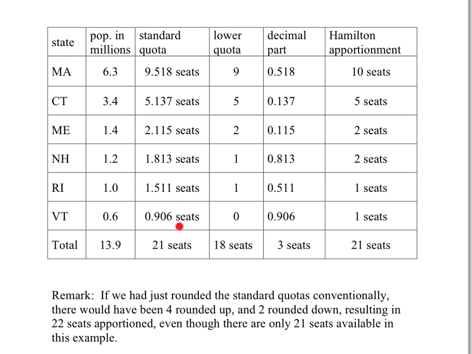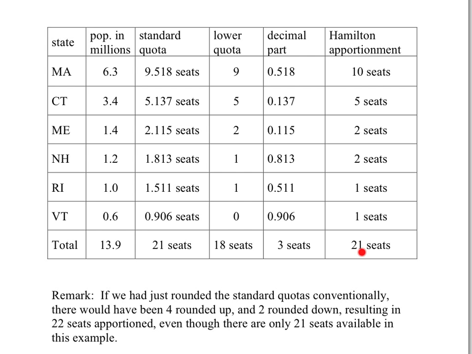If we had rounded in the conventional way, then actually Rhode Island also would have been rounded up, and it would have ended up with 2 seats, and then this total would have added up to 22 instead of 21. So this is an example where if you had done conventional rounding, you would have had 1, 2, 3, 4 bonus seats, and that would have meant actually that the wrong number of seats in total would have been apportioned.